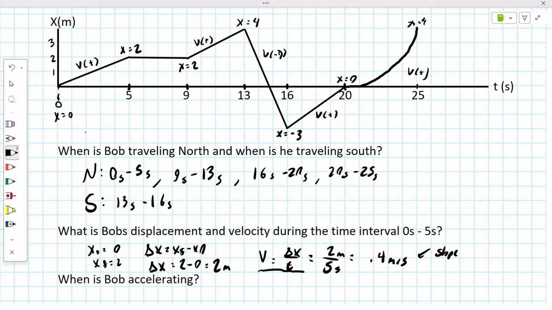If we look at most of these lines here, the slope is constant on all of these parts, which means there's no acceleration.